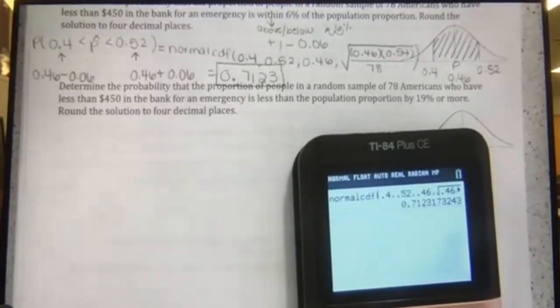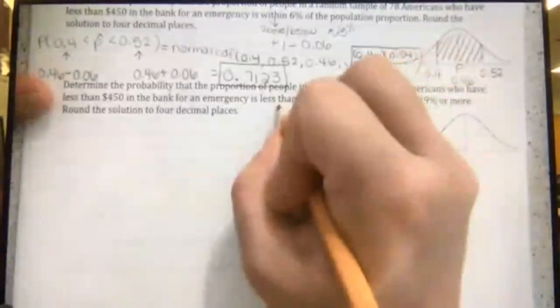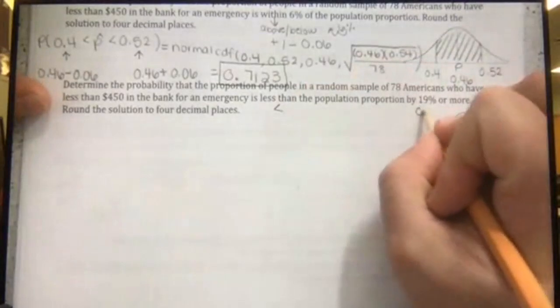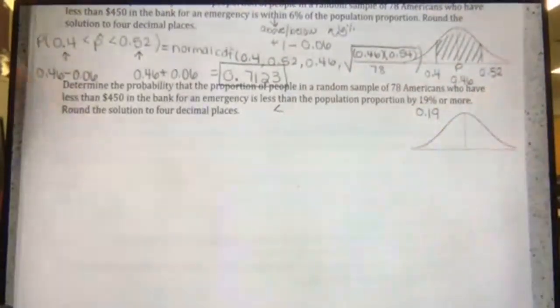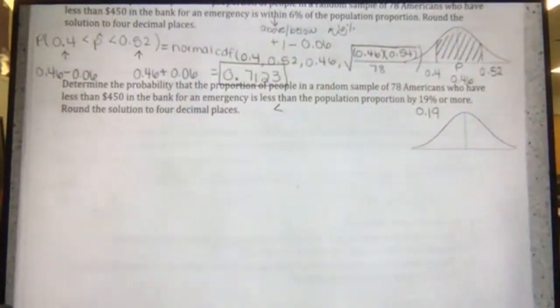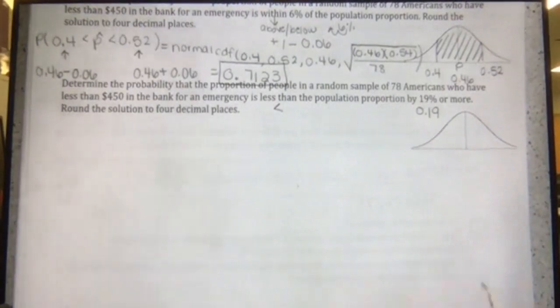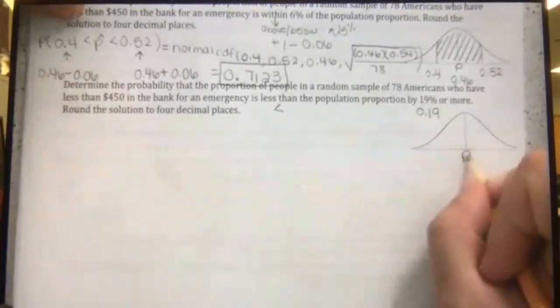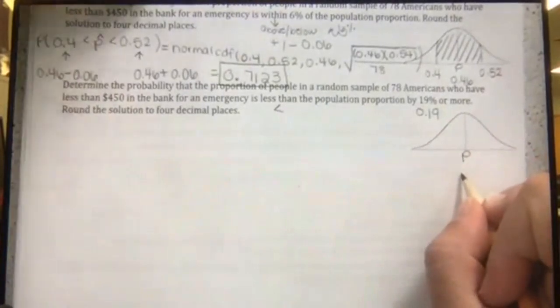So determine the probability that the proportion of people in a random sample of 78 Americans who have less than $450 in the bank for an emergency is less than the population proportion by 19%. So less than by 19%, which is 0.19 or more. Round the solution to 4 decimal places. All right, so our p-value in the middle is still that 0.46.